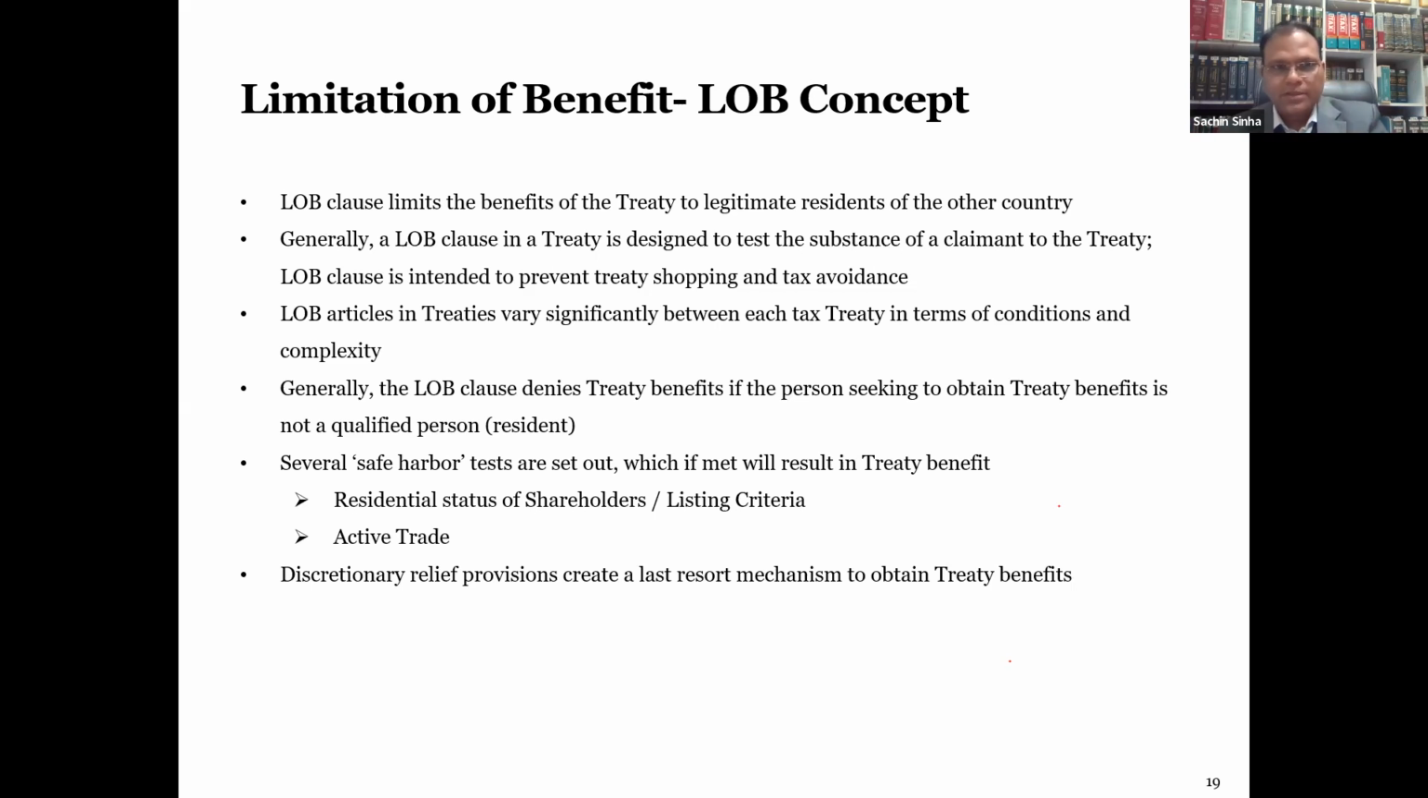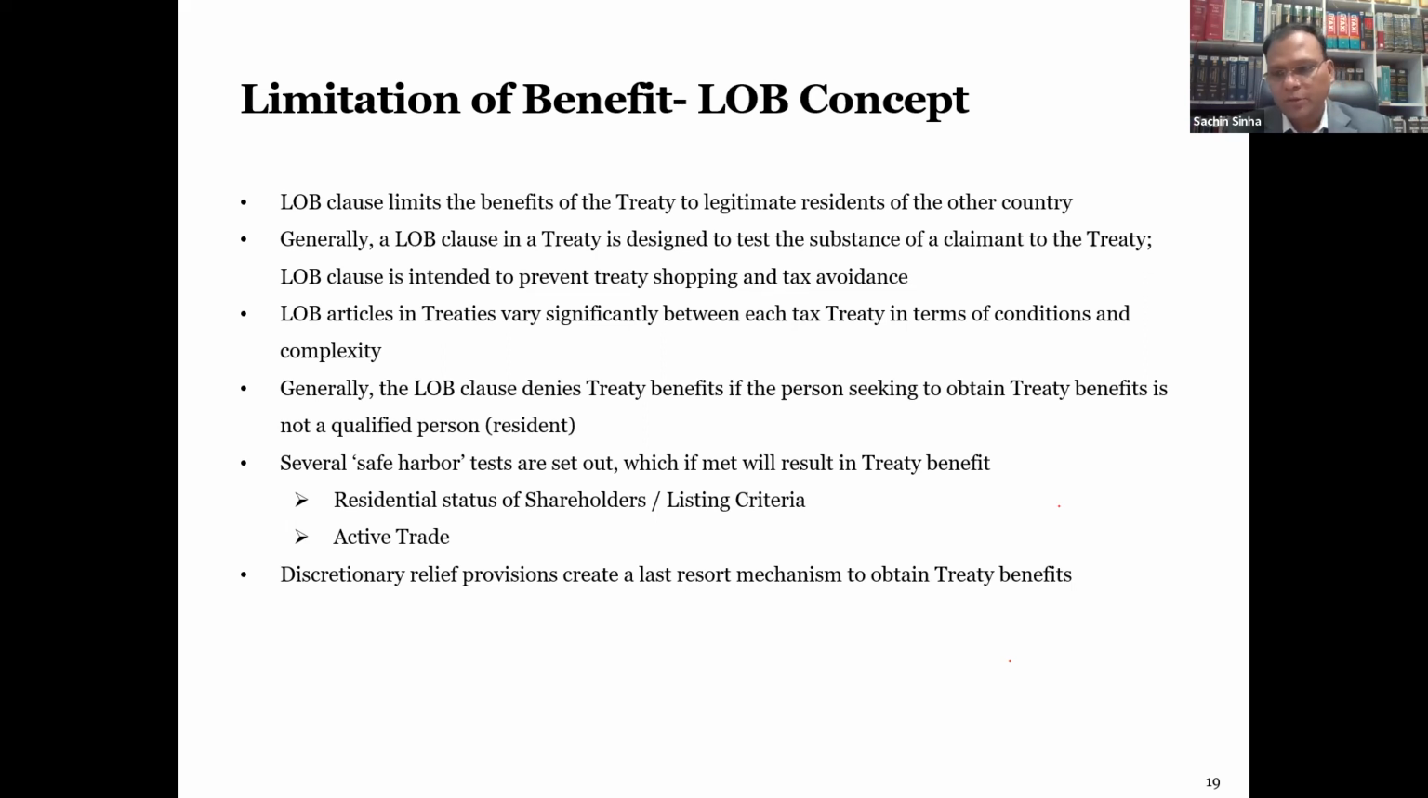But after this, so many amendments have been made, and in the last budget they said we will put this clause in the statute itself that treaty shopping is not allowed. Similarly, they put some limitations in the treaty itself, like the India-Singapore treaty and the India-Mauritius treaty. Earlier the capital gain transaction was beneficial through that treaty.